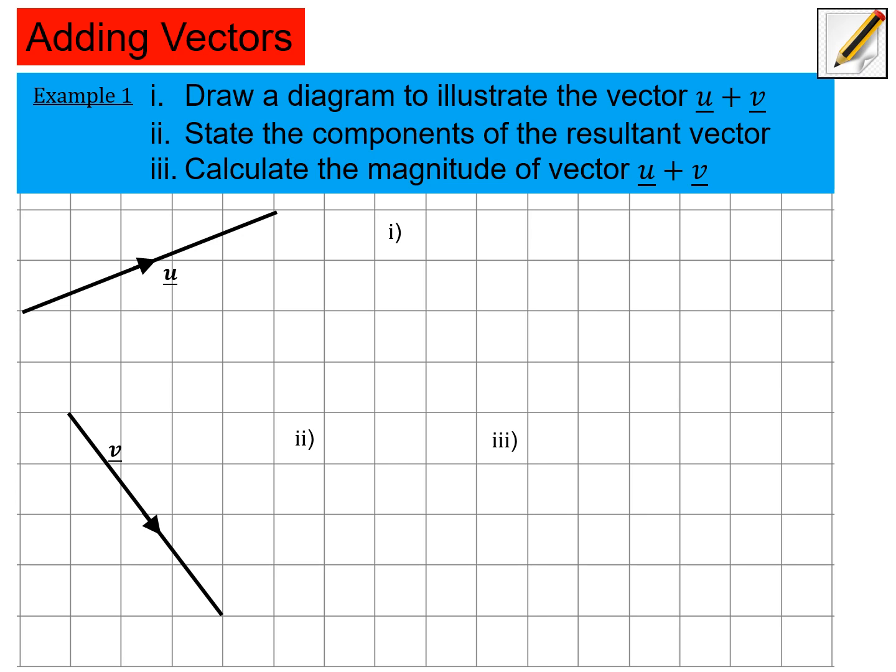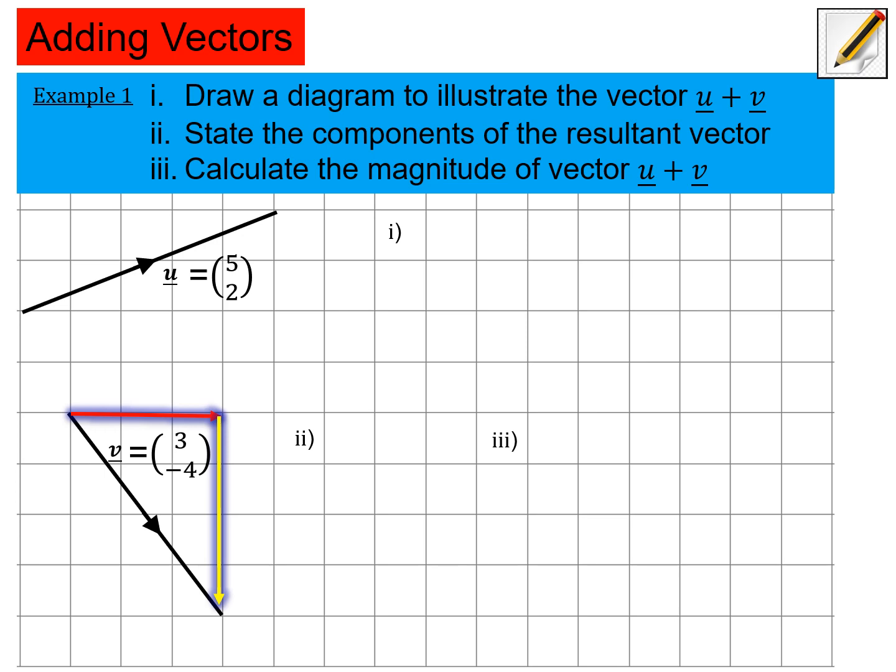So before we can do this, we need to get the column vectors of u and v individually. So let's look at u first of all. From start to finish, with u, we need to go right 5 and up 2. So that gives us a column vector of (5, 2). If we look at v, we need to go right 3 and down 4. So that gives us a column vector of (3, -4).